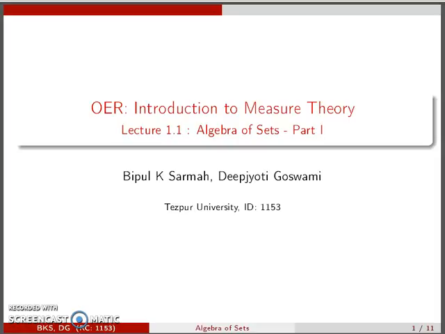In this course, we'll introduce to you Lebesgue measure. But before that, we'll start with some introductory concepts. In the first lecture, we'll talk about algebra of sets.